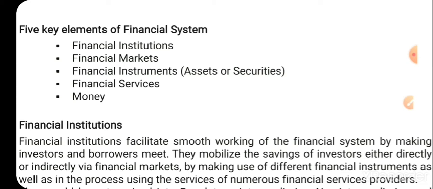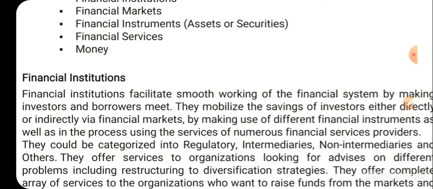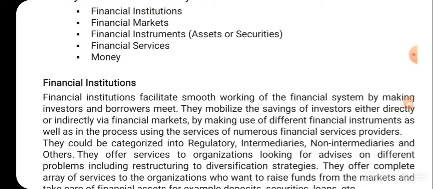So what a financial institution does is it is a place where investors who have surplus money and borrowers who need money meet with some mutual benefit. So where both the parties will be profited. And financial institutions help in mobilizing the savings of investors either directly or indirectly by making use of different financial instruments and services. So those financial instruments or services are deposits, securities or loans.